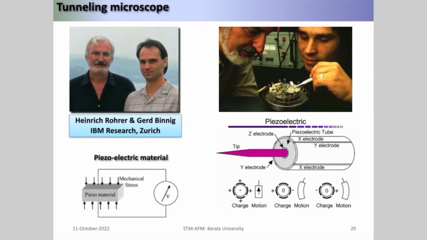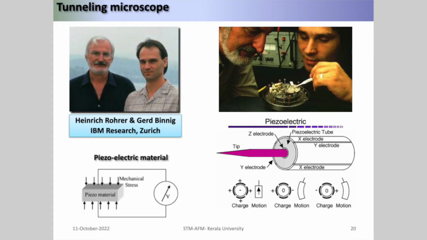tube, a cylindrical tube like this. If you apply a voltage across the electrode, what will happen? This tube will elongate. That means the tip is coming closer to the surface. Or if you reverse the voltage, it will go back. Like that, if you apply microvolts, you can get nanometer resolution of expansion of the material.